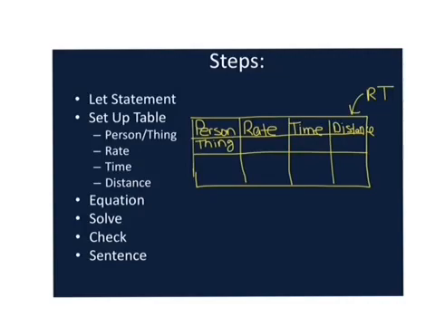So if you're looking for a rate, for example, you would say that train A is traveling at 100 miles per hour. If you're looking for the time, you could say after you find x, train A took 3 hours to get to its destination.